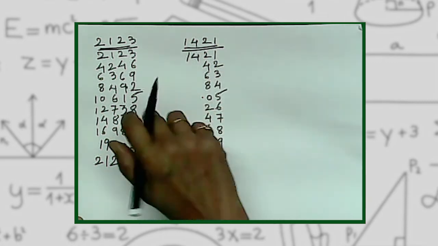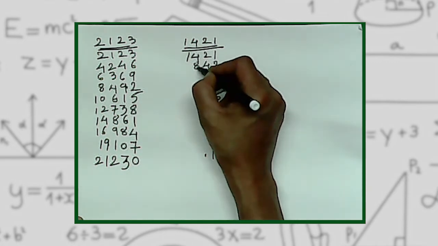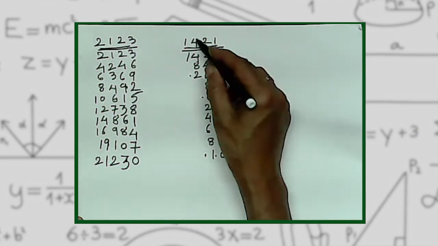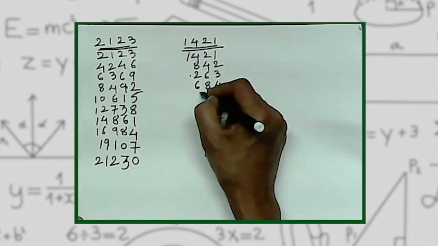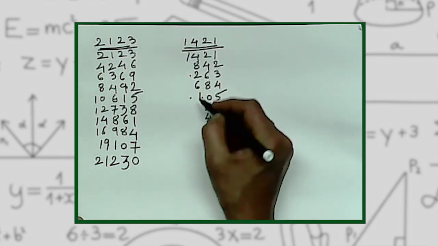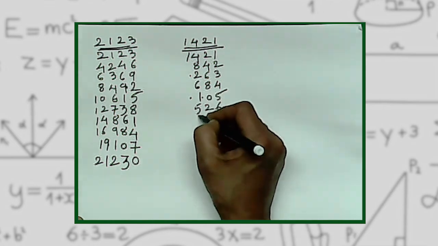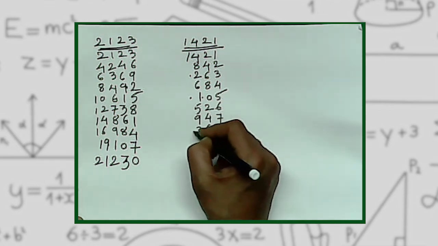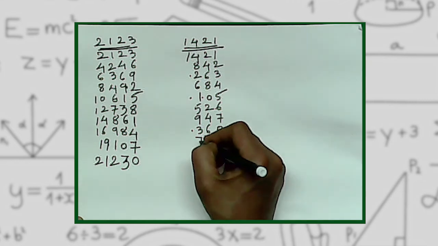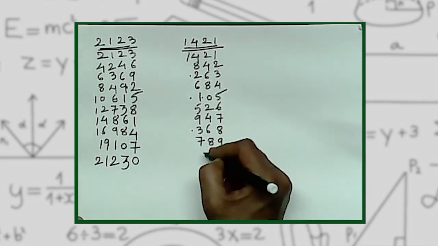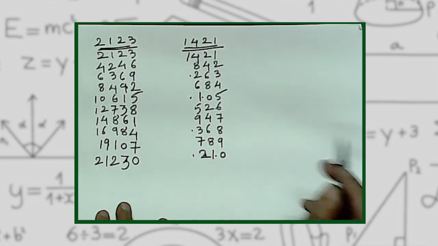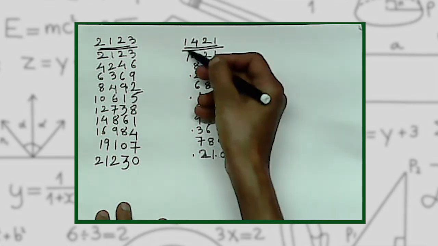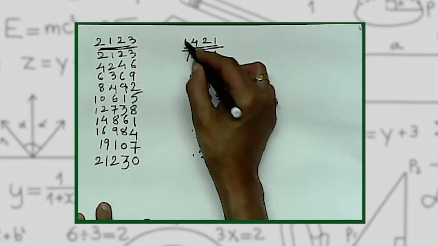Cross checking. 4 plus 4, 8. 8 plus 4, 12. So point 2. 4 plus 2, 6. 6 plus 4, 10 and 1, 11. So point 1. 4 plus 1, 5. 5 plus 4, 9. 9 plus 4, 13. So point 3. 4 plus 3, 7. 7 plus 4, 11 and plus 1, 12. So point 2. Cross checking.